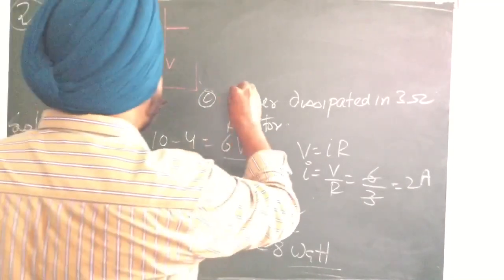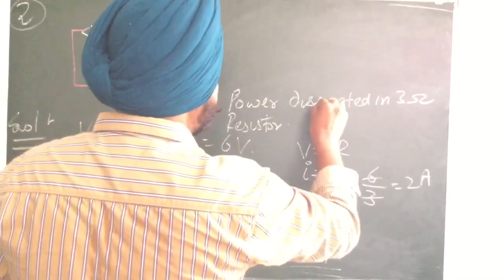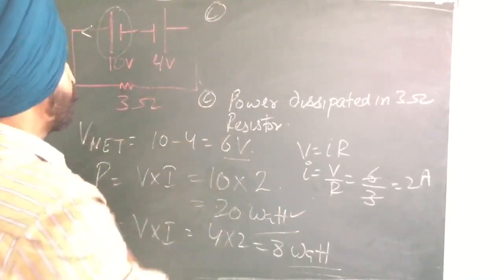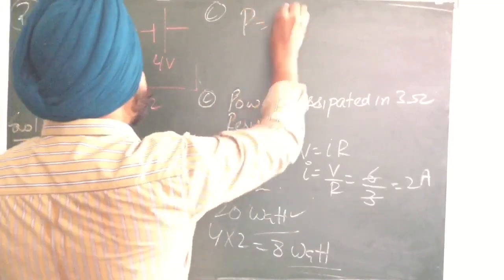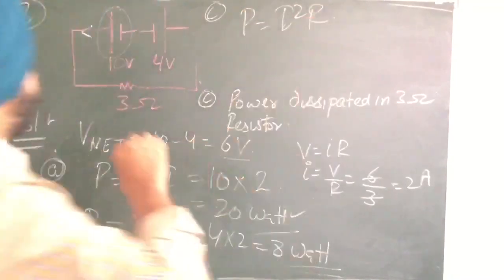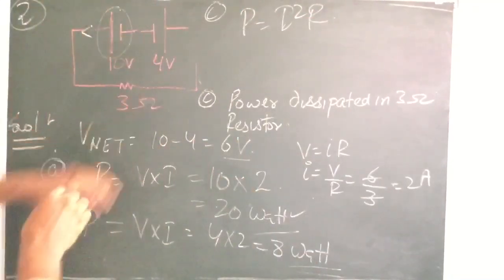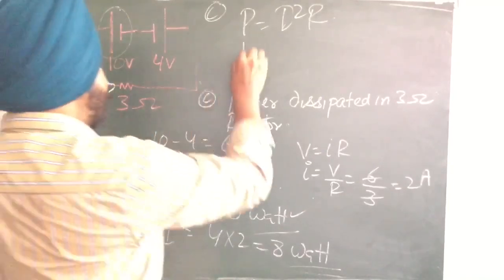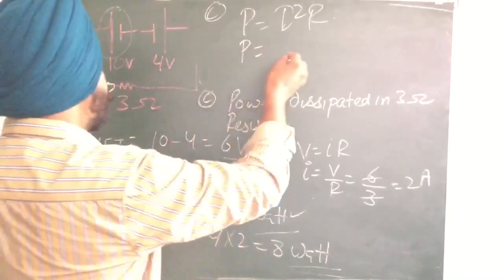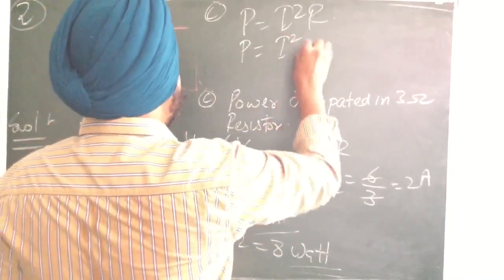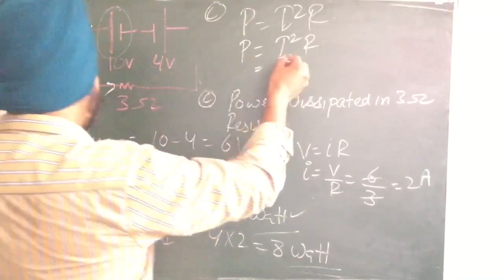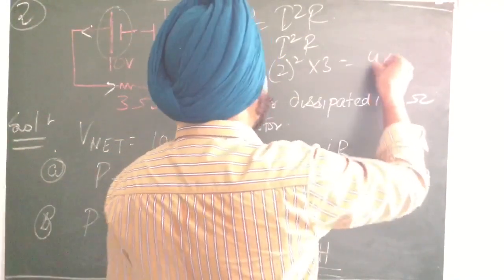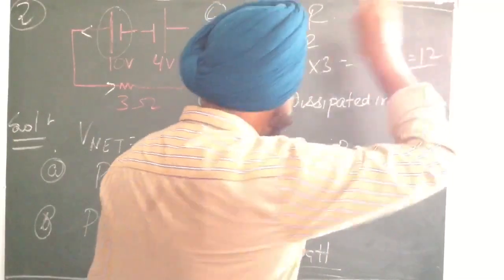Now you have to calculate the power that is dissipated in the 3 ohm resistor. The formula for power is of course I square R. The entire current of 2 ampere is passing through this resistor. Its resistance is 3 ohm. So you can easily calculate the power, and that would be equal to I square R. Current is 2, so square of 2, and R is 3, so it will be 4 into 3, that is equal to 12.